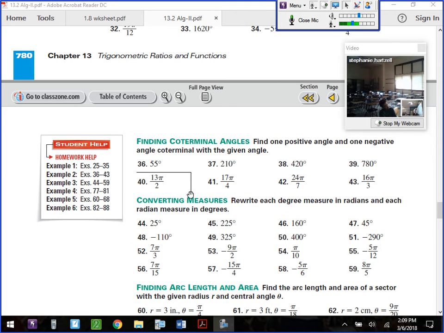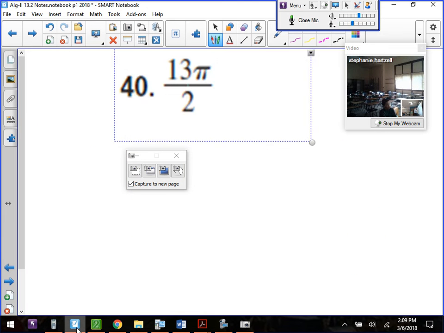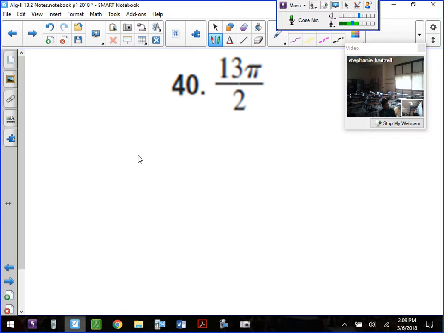Number 40. Positive and negative coterminal angles when you are in radians again. First thing you want to do, since this is a top-heavy fraction, is figure out what this looks like as a mixed number, because it's going to be easier to place it. By place it, I mean putting it on a graph so we can figure out where everything goes. So how many times does 2 go into 13? 6, and how much is left over? So 6 and 1/2 pi is what it would be as a mixed number.